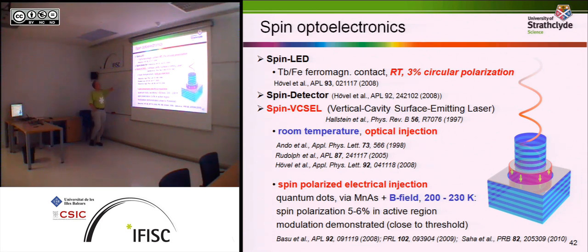So if you think of LEDs, then what you can do is roughly 3% of circular polarization or spin polarization by having some ferromagnetic injection contacts. So normal spin injection is not polarization sensitive. You have up and down spins of the carriers in the same amount. So you can get roughly 3%, which is enough to bias your LED a little bit towards circular polarization.